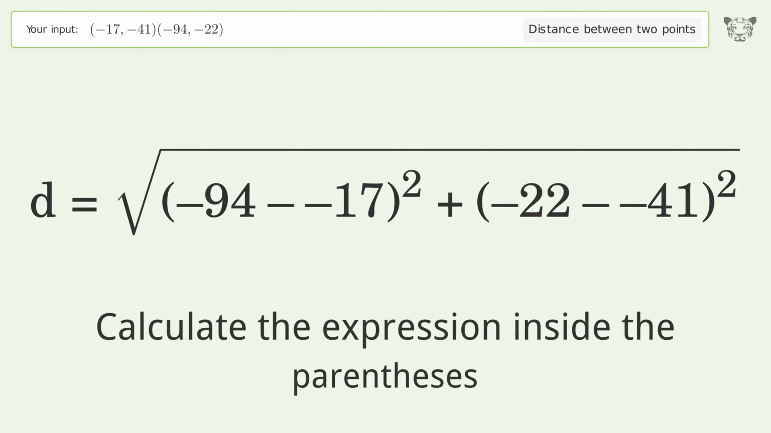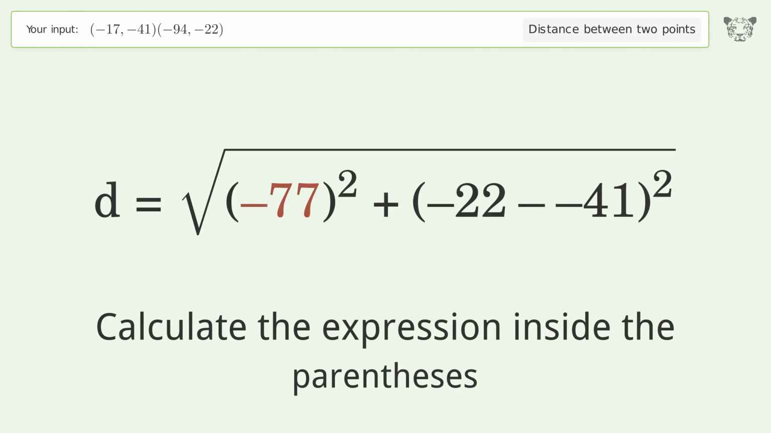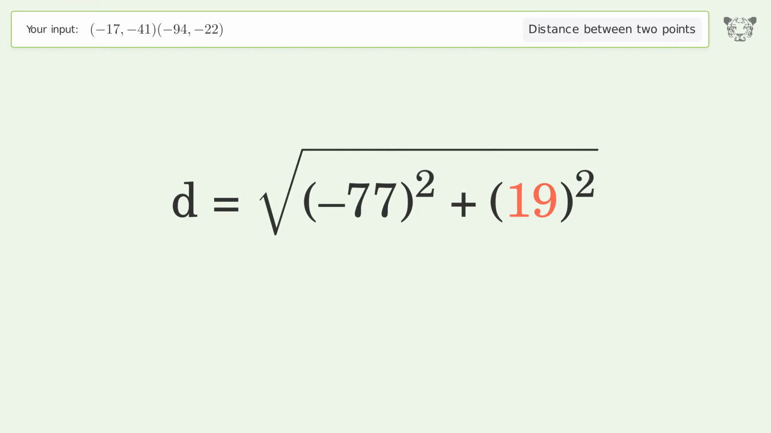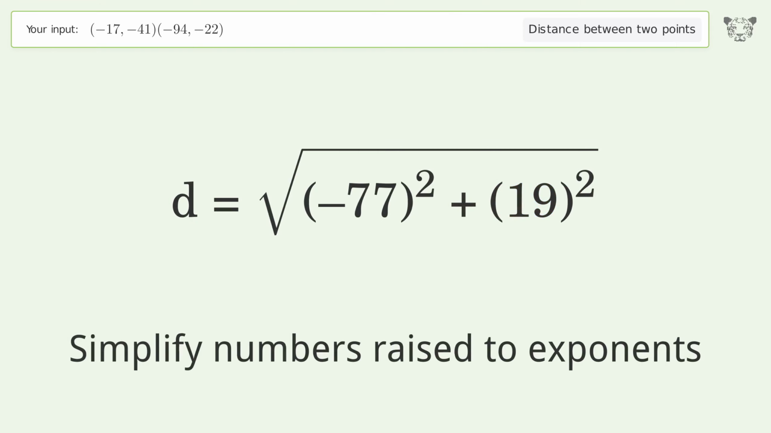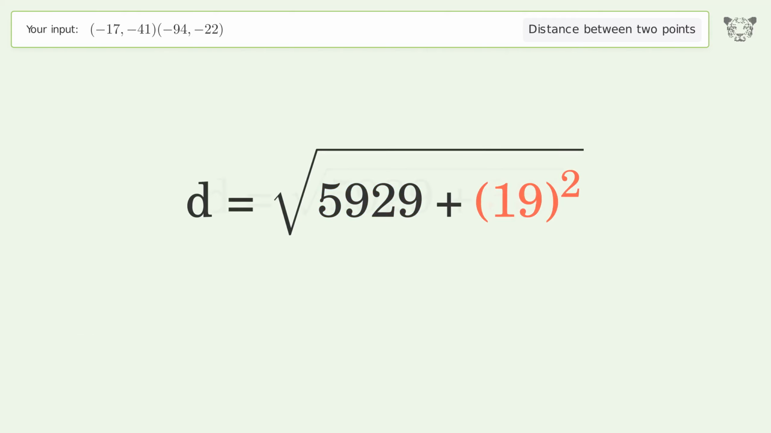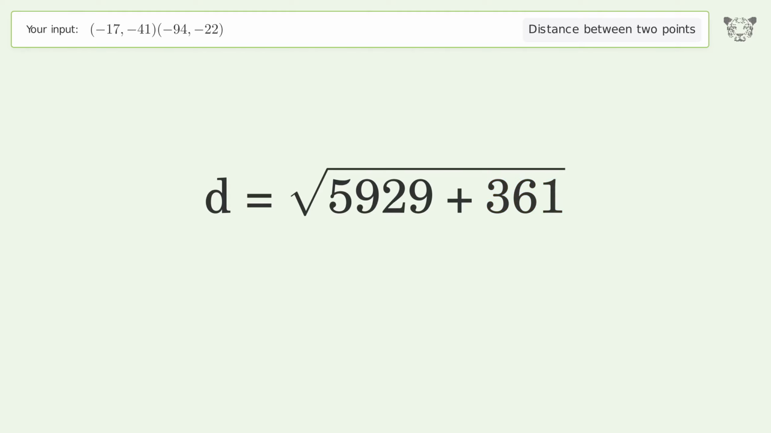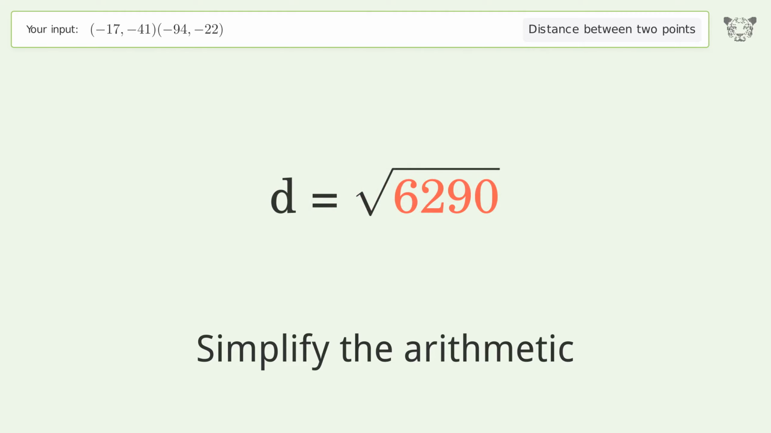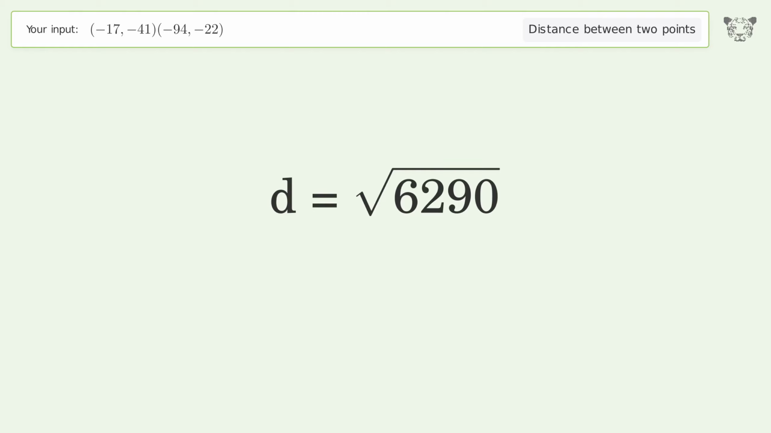Calculate the expression inside the parentheses. Simplify numbers raised to exponents. Simplify the arithmetic. And so the distance between the 2 points is the square root of 6,290, or 79.31.